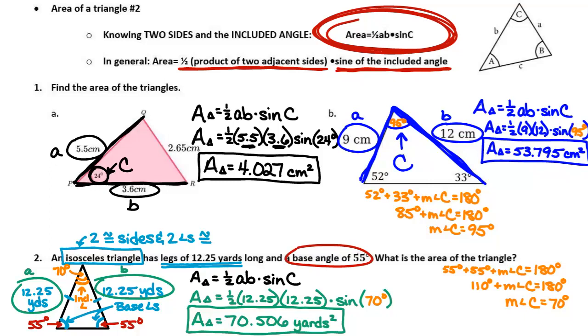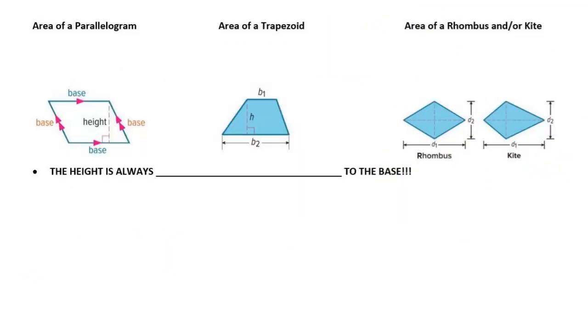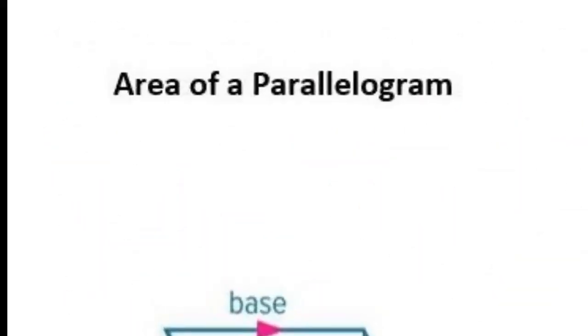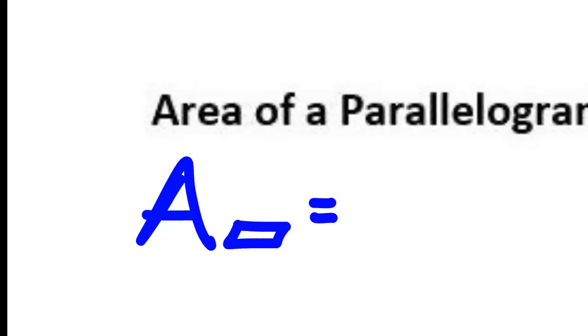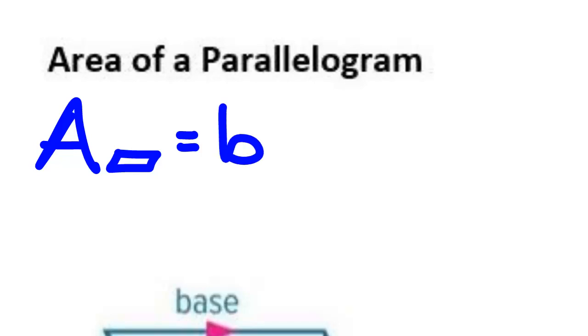So that's a little bit of practice with our brand new triangle formula for area. We've talked about the area formulas for rectangles and squares. I want to talk about a couple different types of quadrilaterals now. Parallelograms. The area formula for a parallelogram is base times height.